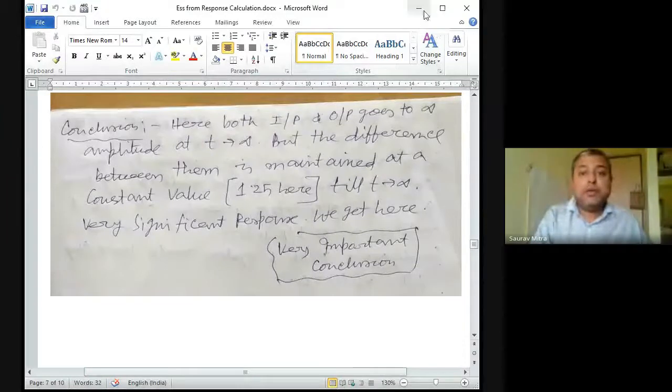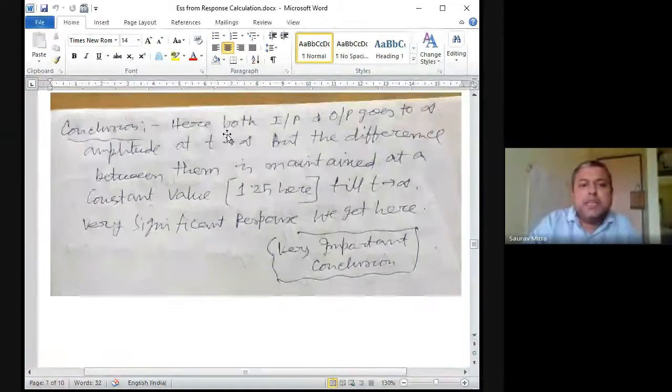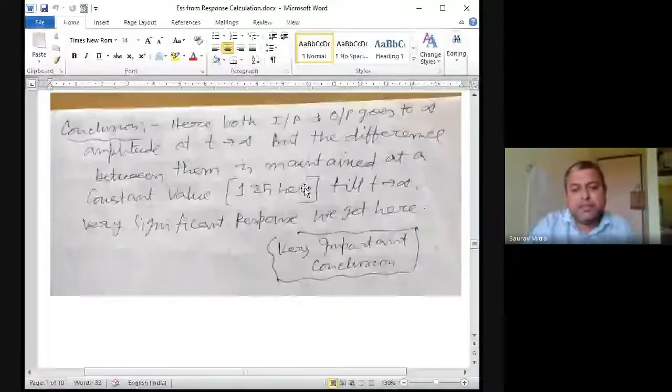Now we will look at the case where both the input and output tend to infinity, but the difference between them in magnitude is actually constant. So the difference between the input and output is going to be constant for this system. This we have to understand. Here both the input and output go to infinity in amplitude as t tends to infinity, but the difference between them is maintained at a constant value, that is 1.25, till t tends to infinity. So a very significant response and a very important conclusion.